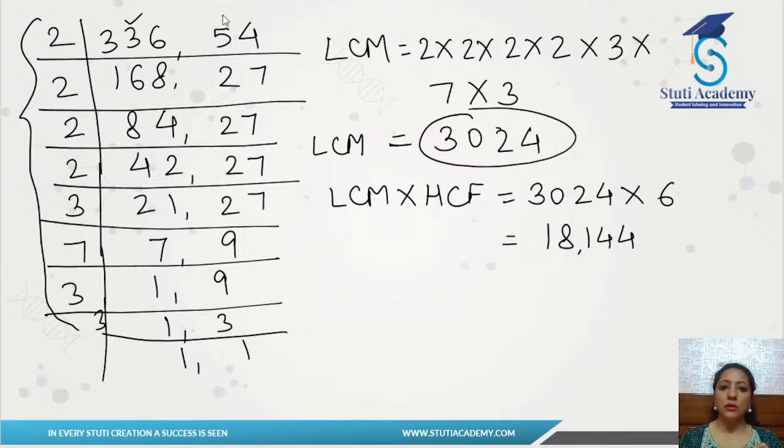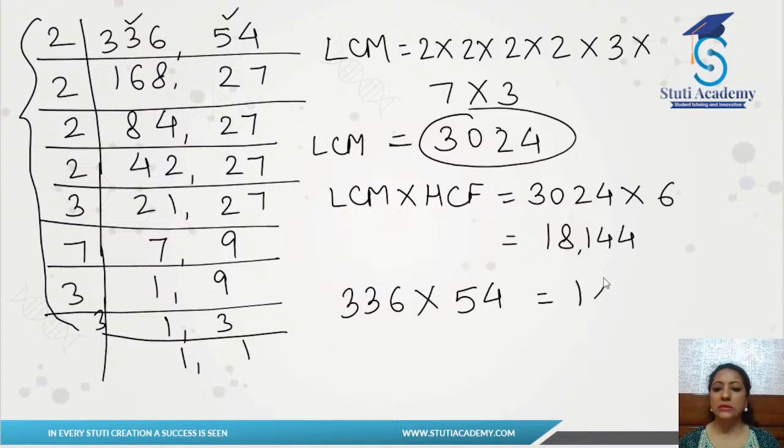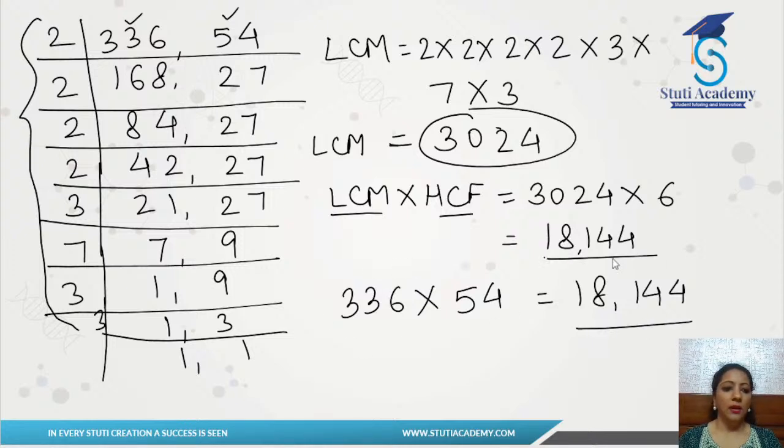Now coming to the original numbers, we have 336 and 54. If we multiply these two, we will again get 18,144. So finally, we have arrived at the conclusion that if you take the HCF and LCM of two numbers and multiply them, you will get the same result as the product of the given numbers. Have you all understood this, children? Yes. So this one is very simple. HCF and LCM you've already done in primary grades, and then you have just checked this result.